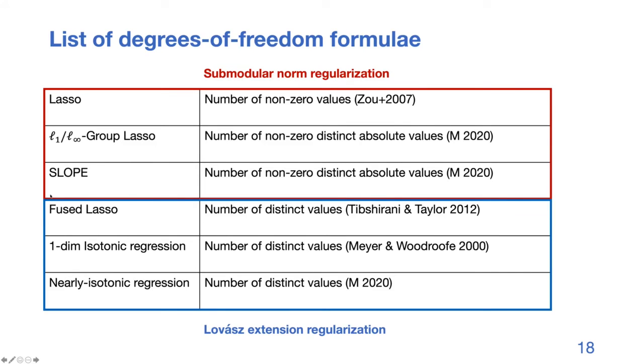So the first three estimators will be instances of what I call submodular norm regularization. And the latter three estimators, fused lasso, isotonic regression, and nearly isotonic regression, will be instances of Lovász extension regularization. So I will explain these things from now.